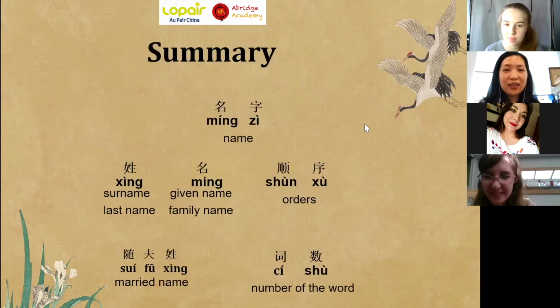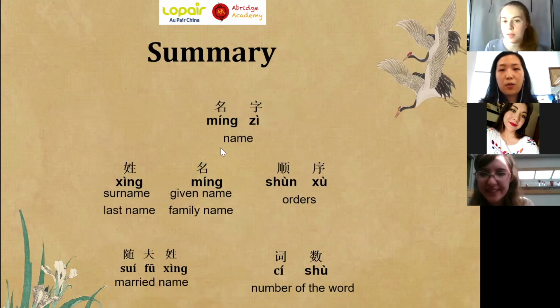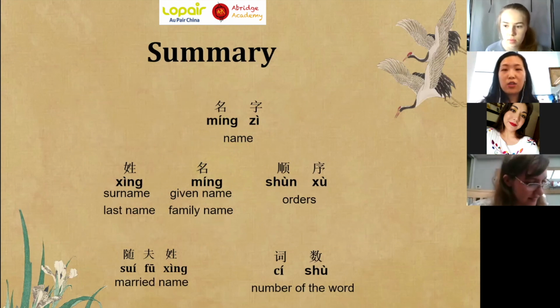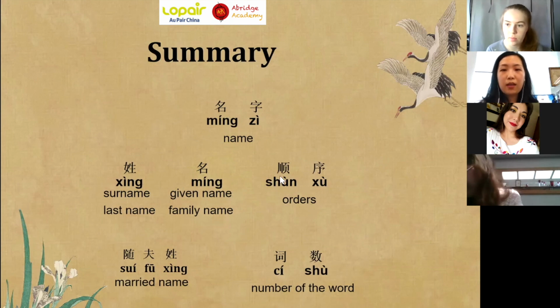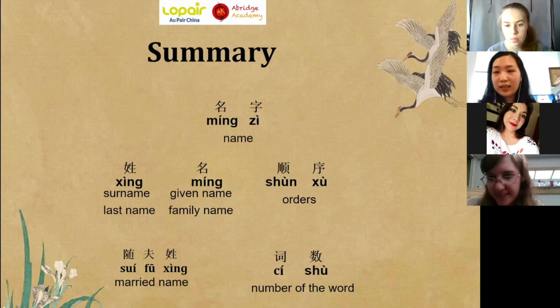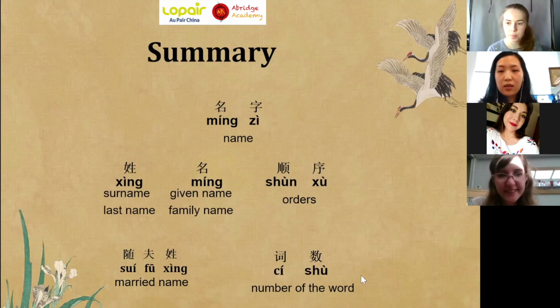All right, so let's go over the words we learned today in summary. First is 名字, meaning name. 名字 and 姓名 put together also mean name. They are the same meaning, just different ways to pronounce and write it. 姓, surname, last name. And the next one, 顺序, order. And this is the hard one: 随夫姓. 随 means to follow someone. 夫 means husband, and 姓 is last name. Follow your husband's name, the married name.